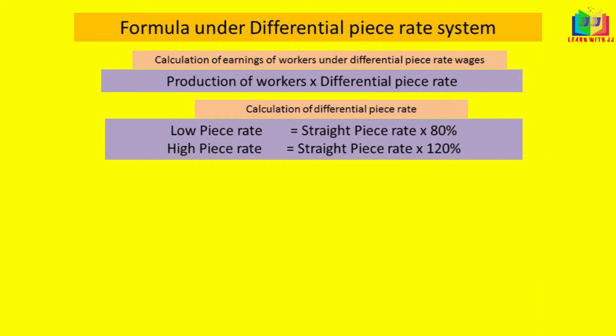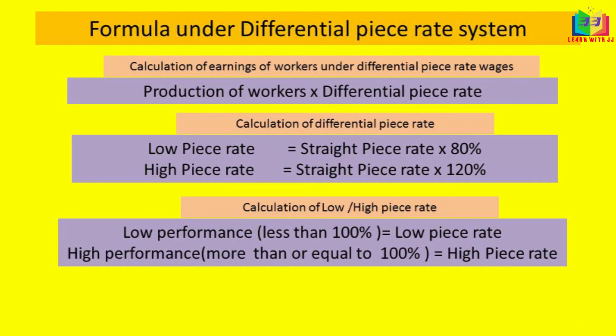The low performance category will get the low piece rate and high performance will get the high piece rate. Low performance is nothing but less than 100% of the standard output. If the performance is less than the standard output, that is considered a low performance worker, and if the workers produce more than or equal to the standard output, it is considered a high performance worker and the high piece rate will be paid to them.